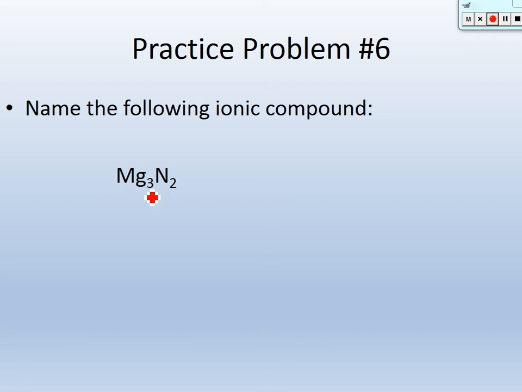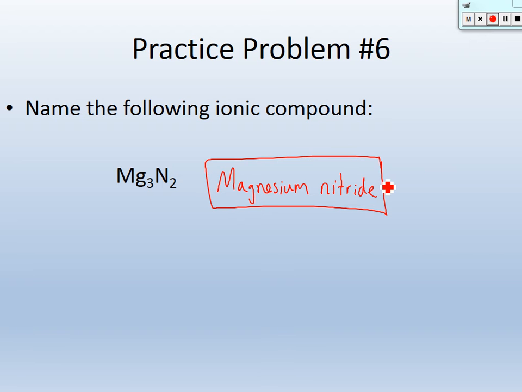Mg, what is it, guys? Magnesium. And what is the N? It's nitrogen. How do we change its name? Yeah, nitrogen gets changed to nitride. So that's called magnesium nitride.